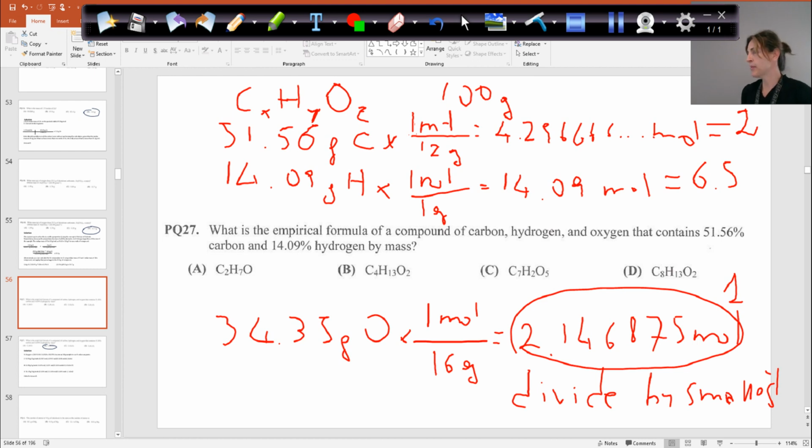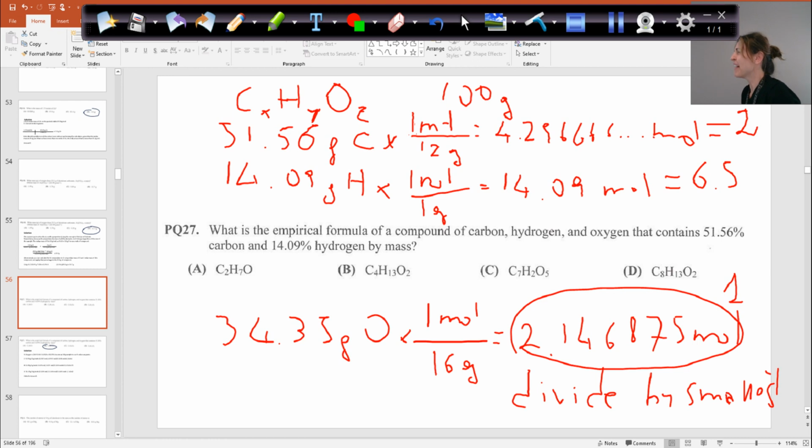I told you to forget about significant figures, right? But we don't round to whole number necessarily at this spot. I kind of did because I thought we were good. This is a 1, this is a 2. When you divide by the smallest amount in moles, you don't get very close to a whole number. Like in this case, I got the 6.56, which is very close to 6.5. That's a little bit too much rounding.